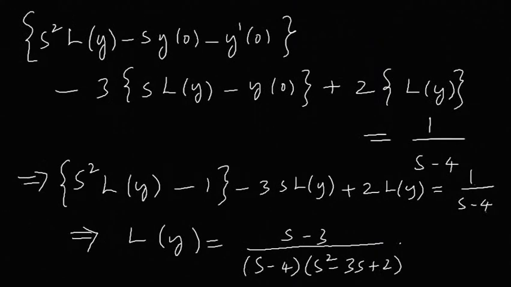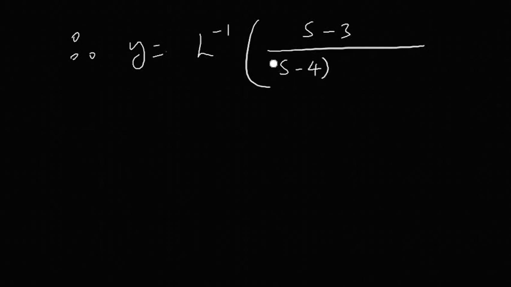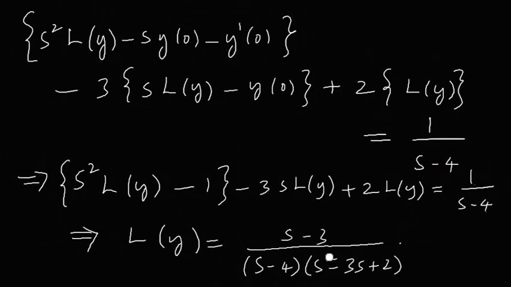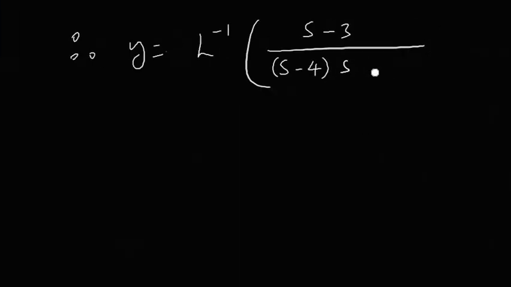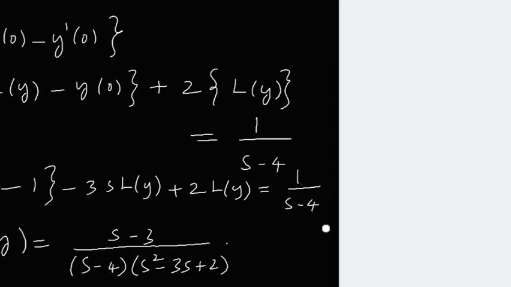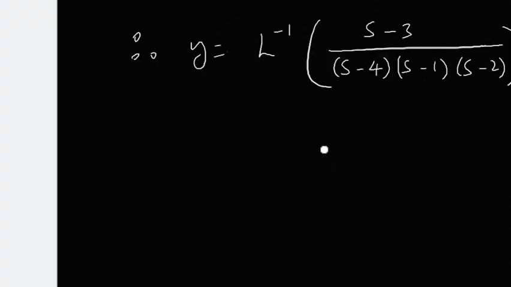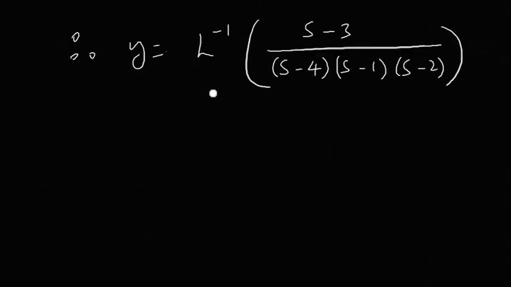Therefore y is equal to L inverse of s minus 3 divided by s minus 4, and write it into factors here, this one, that is nothing but s minus 1 into s minus 2. Okay, now finding this L inverse can be done just by taking partial fractions. So it will be in the form of a by s minus 4, b by s minus 1 and c by s minus 2. So you can get the appropriate values for that one.